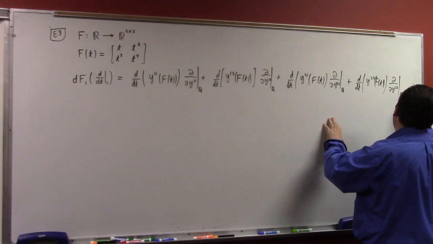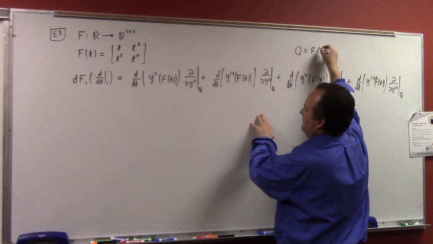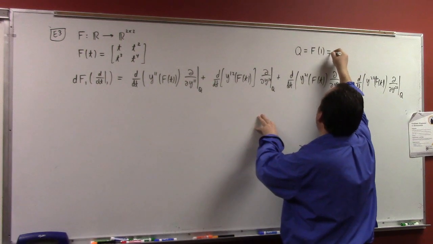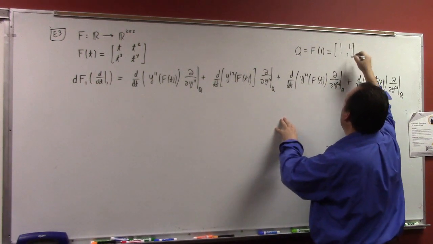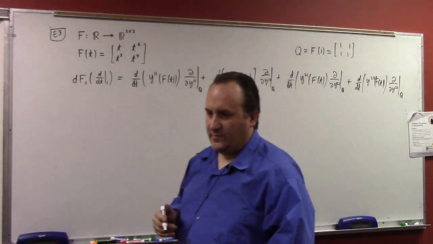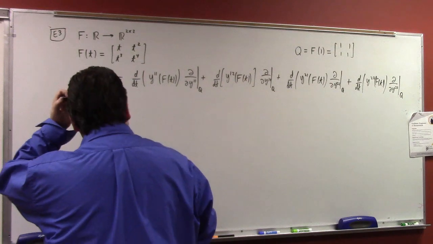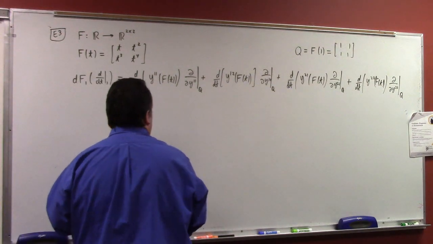What's Q? Q is equal to f of 1, which is actually the matrix 1, 1, 1, 1 in my current story time. I probably should have made some time other than 1, but it's too late. It's what I did. Okay, great. So then what? Let me not write too much here.